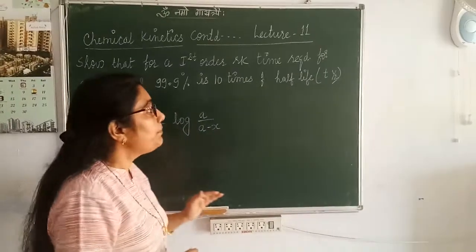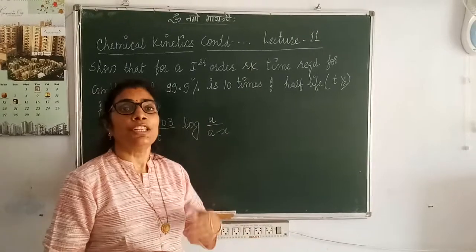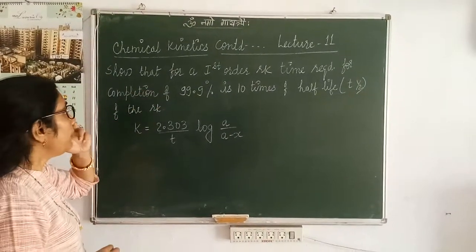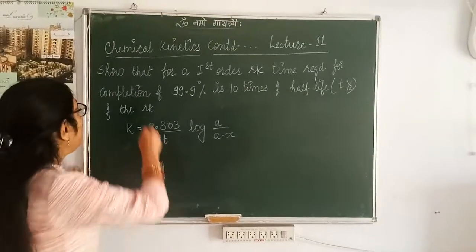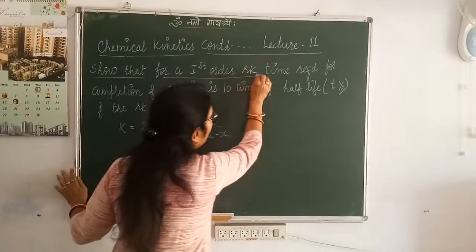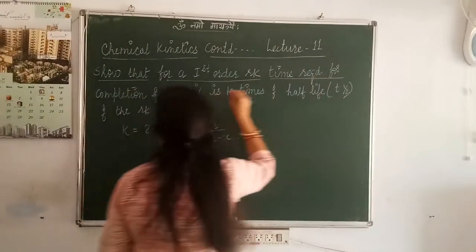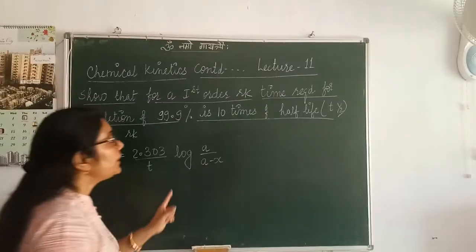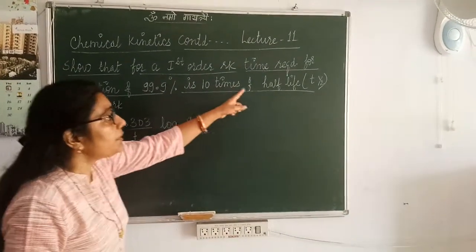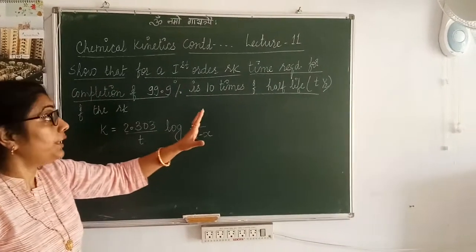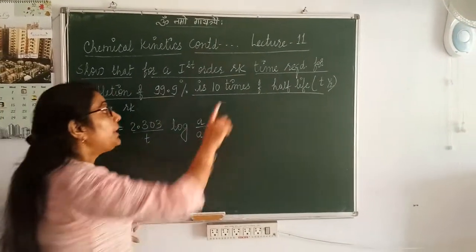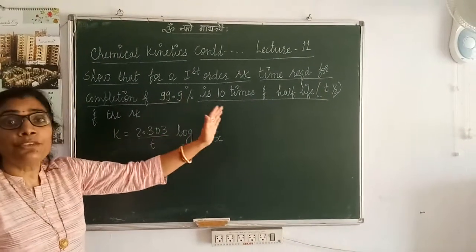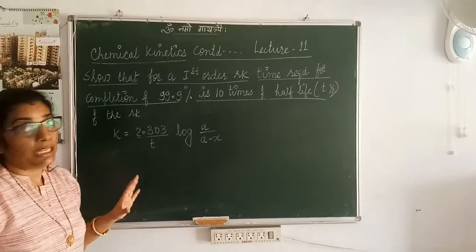So we have completed the Arrhenius equation, what is the effect of temperature, and let's solve a numerical based on first order kinetics. Show that for a first order reaction, time required for completion of 99.9% is 10 times as compared to T half of the reaction. So you have to compare T half and T 99.9, that the ratio between these two is equal to 10.